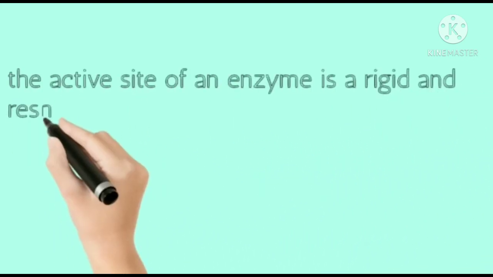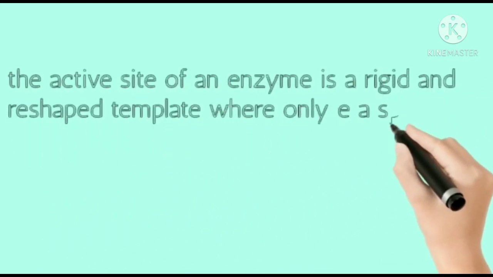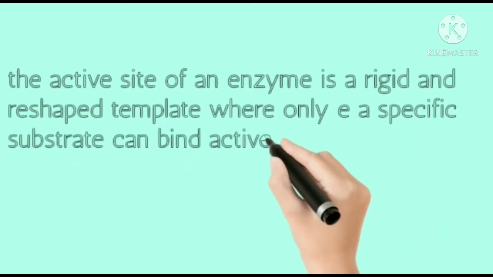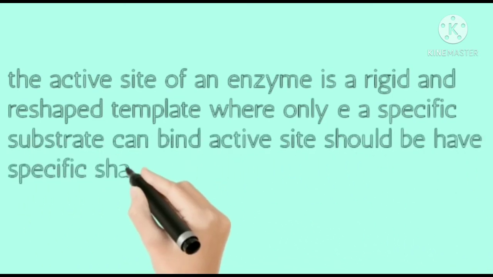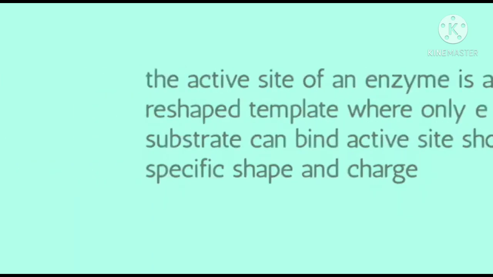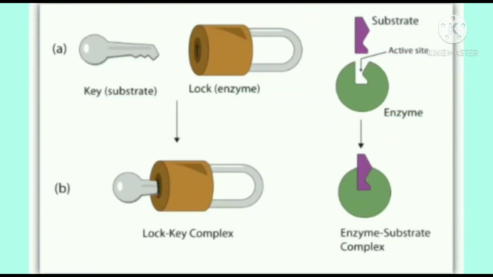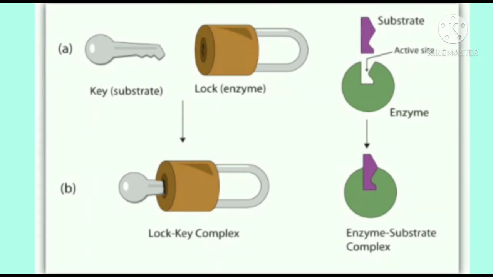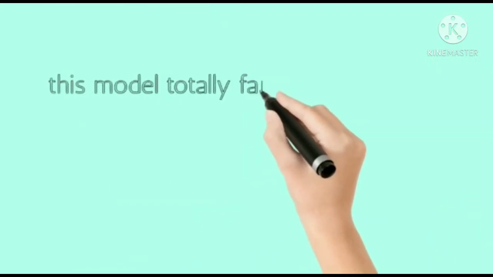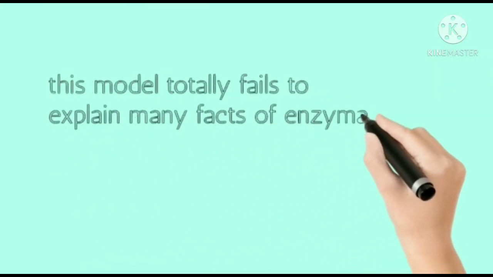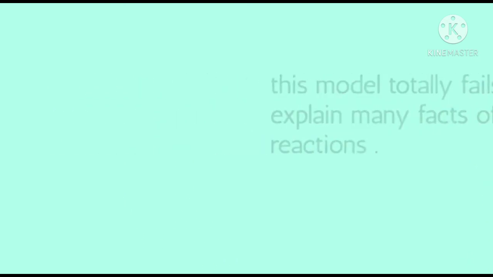The active site of an enzyme is a rigid and preshaped template where only a specific substrate can bind. The active site should have a specific shape and charge. Here you can observe the lock and key model. This model fails to explain many facts of enzymatic reactions.